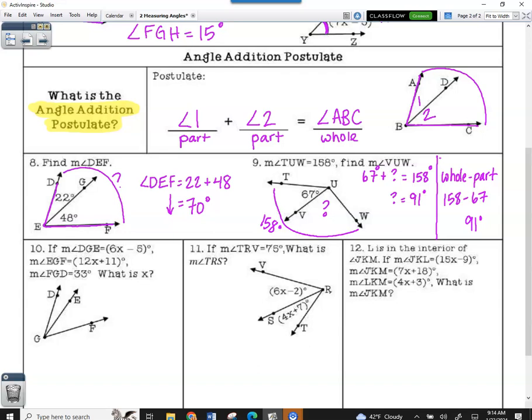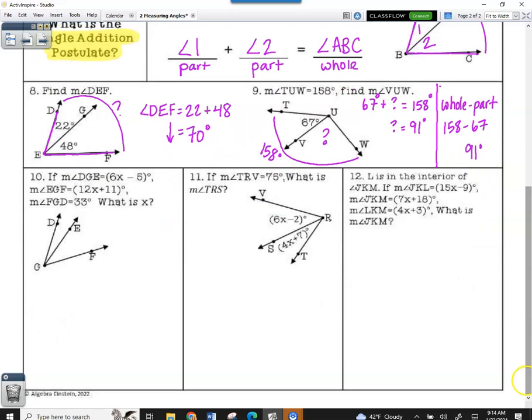Now let's get into some more challenging ones, and that would be the last 3. This does get a little crowded on these 2, so don't write big. Okay, we have a blank picture on number 10. Take a second, read it, and then take notes on your picture. Label your picture with what they give us.